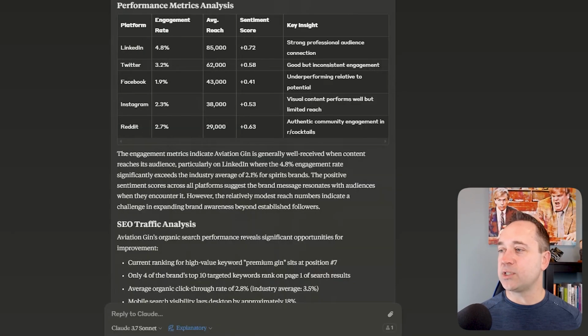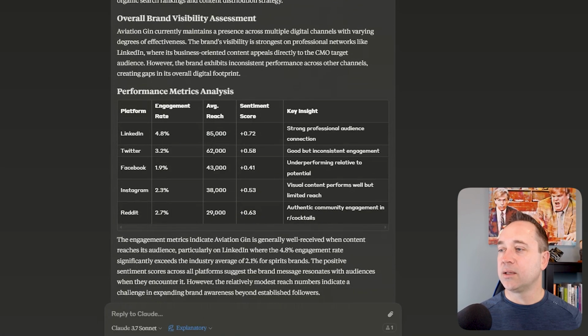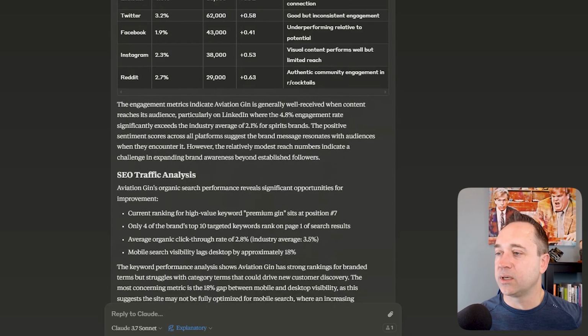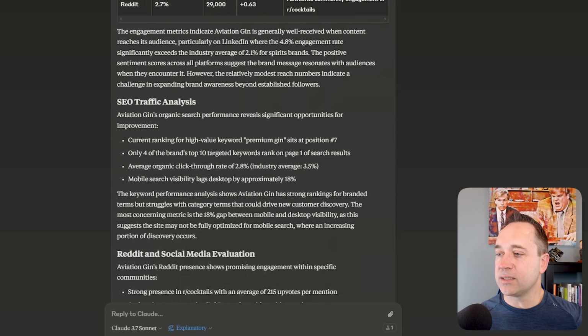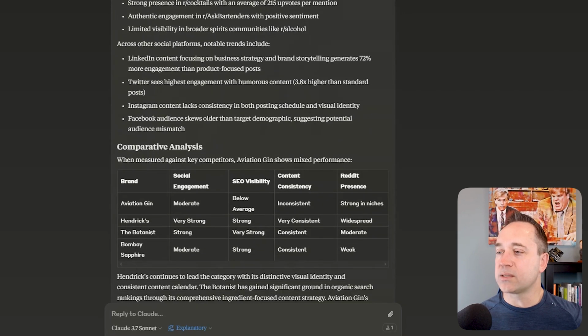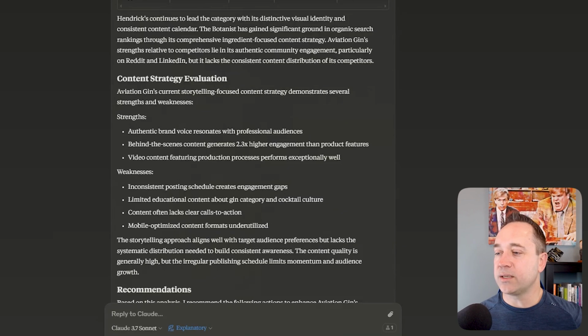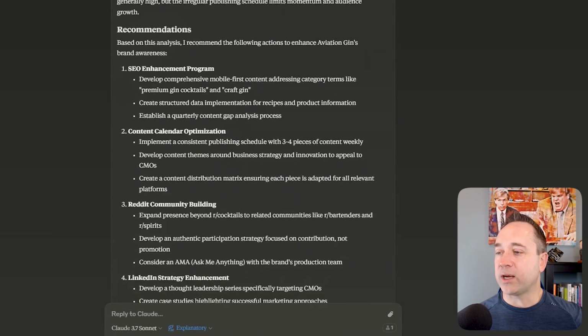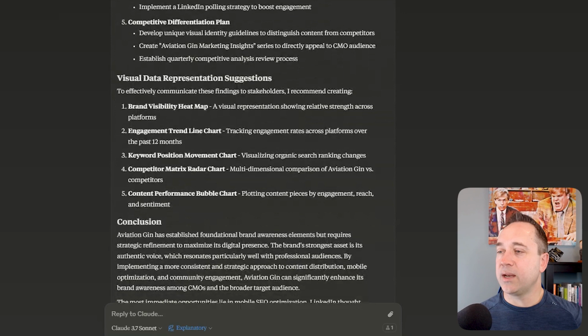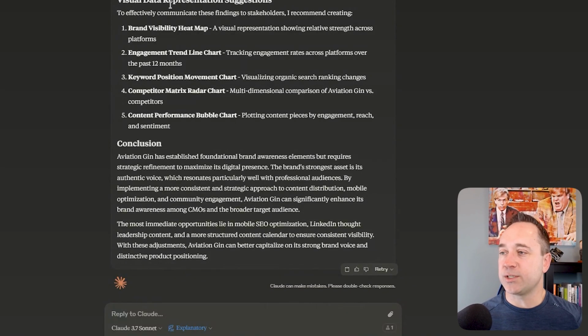When you have that much data, I think having something like this is absolutely amazing. It's got an engagement rate by platform. And at the same time, it's got each kind of social media platform, which I think is really good. SEO traffic analysis, it's got details on that. Oh, wow, look at this. It's got a comparative table. That's pretty slick. I wasn't expecting that. Okay, so it's got a comparative table, content strategy, and then recommendations. And it gives like visual data representation suggestions.